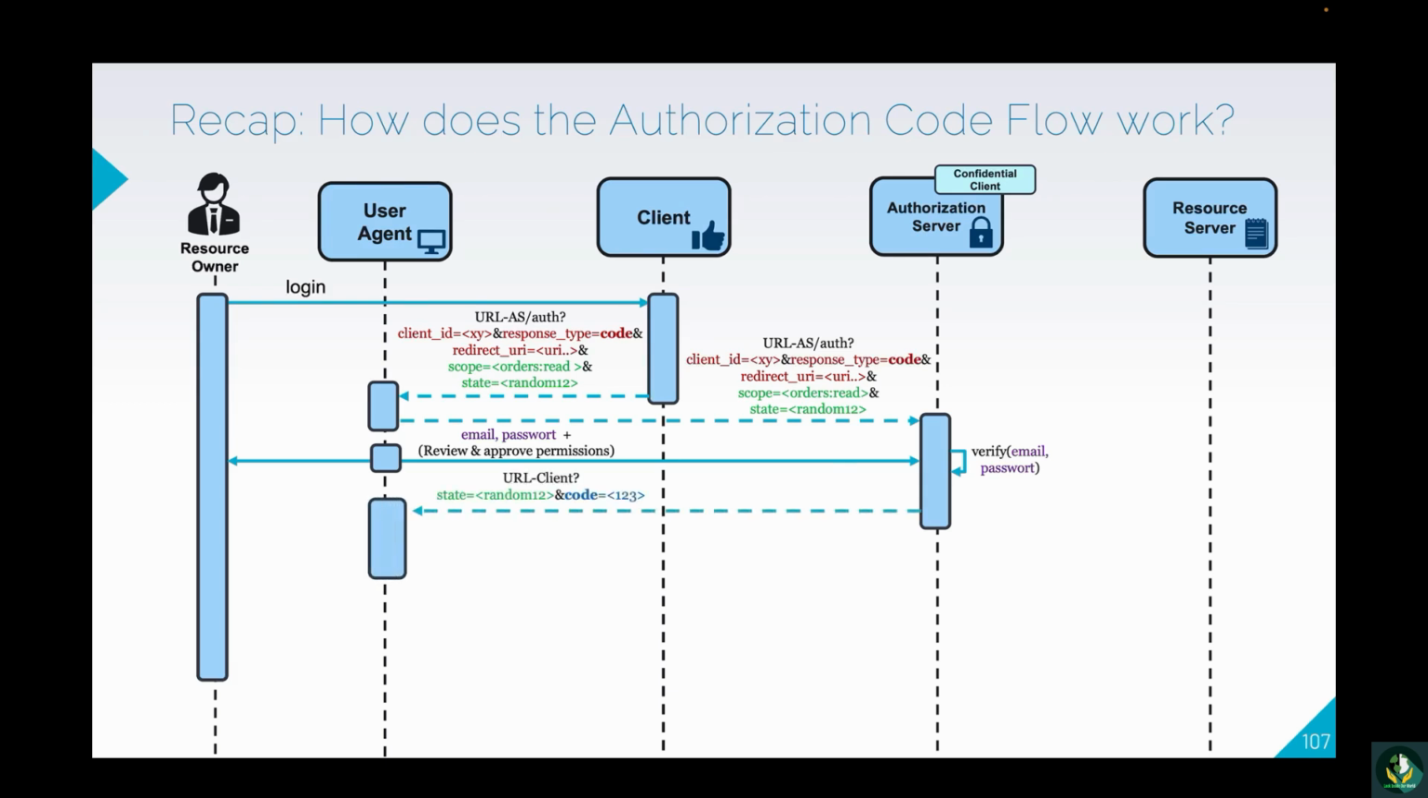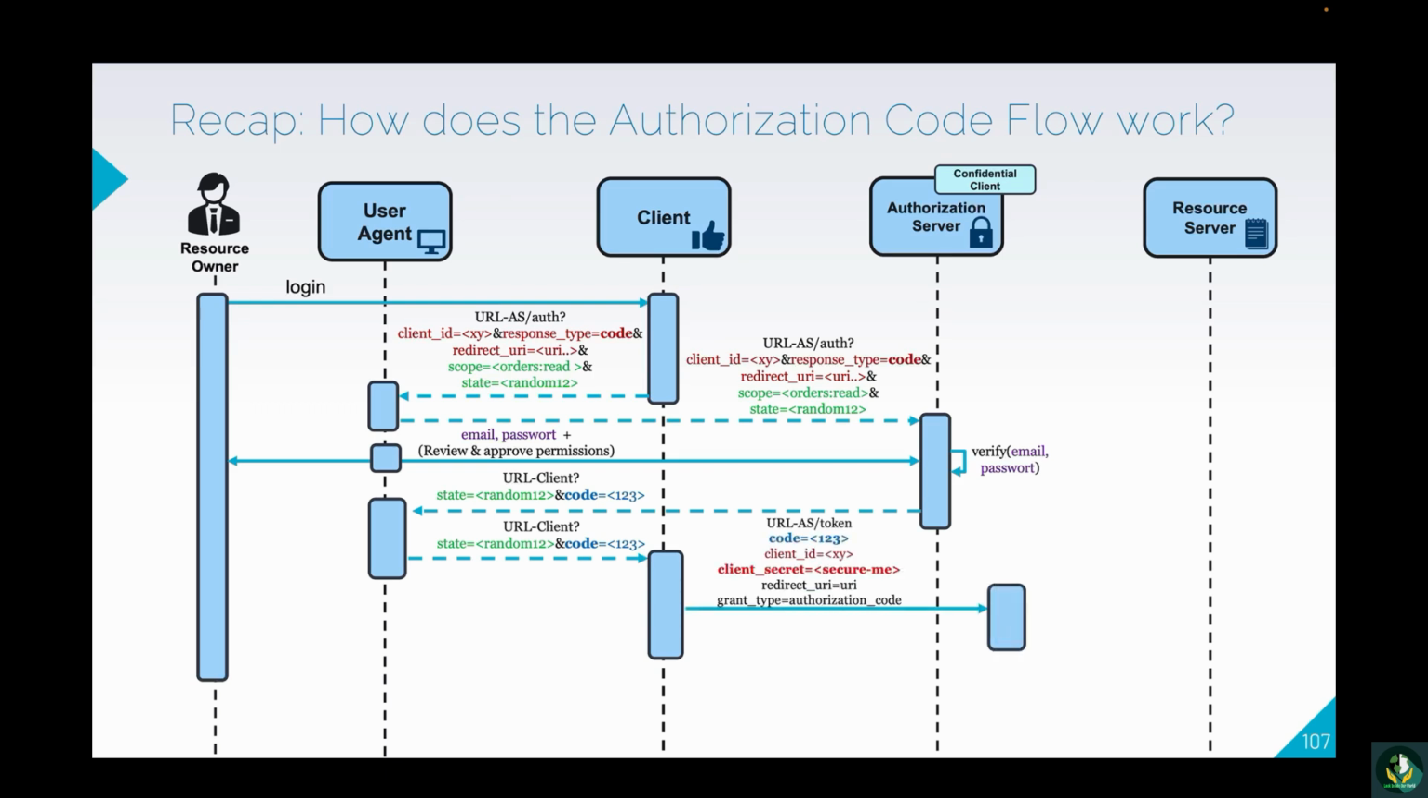After successful authentication, the authorization server generates an authorization code and redirects the resource owner back to the client via the user agent, along with the authorization code and the state as query parameters in the URL. The client now needs to exchange the authorization code for an access token. To do this, it sends a POST request to the token endpoint of the authorization server.